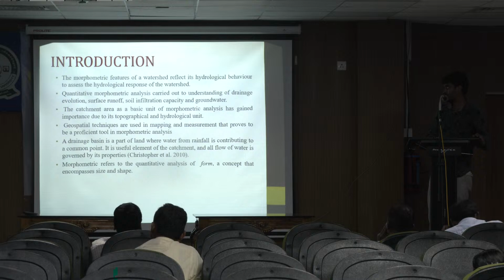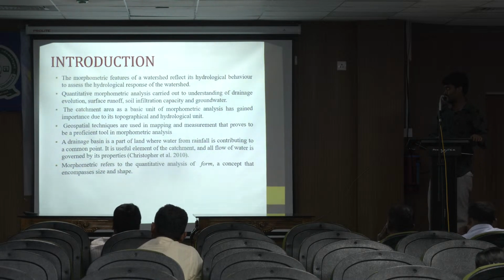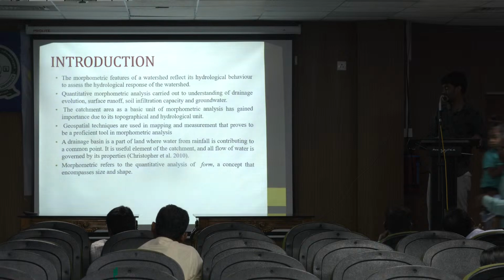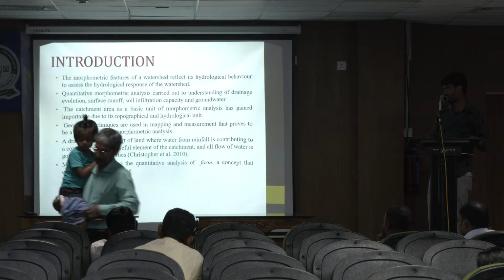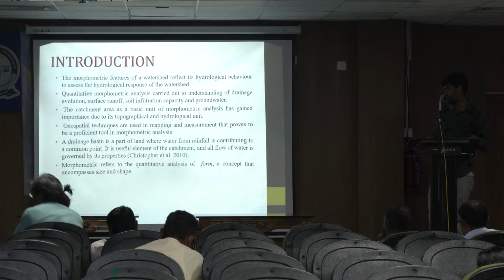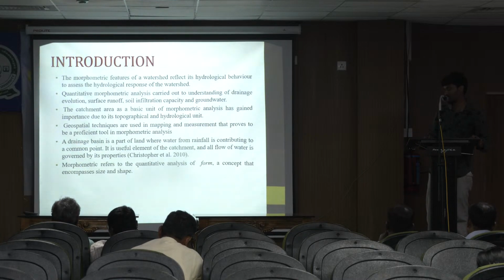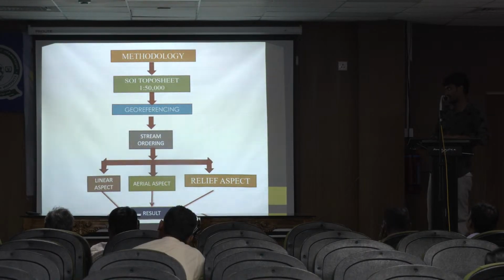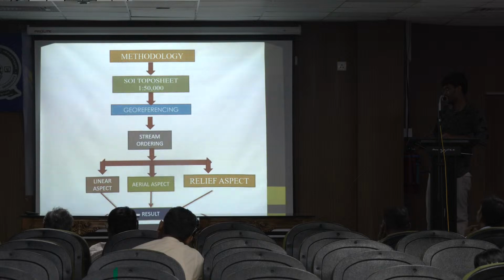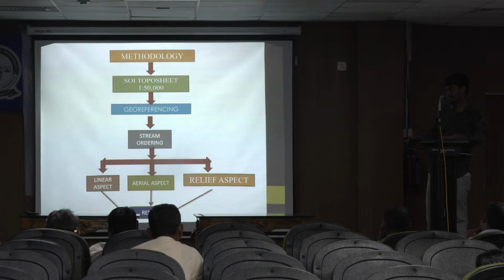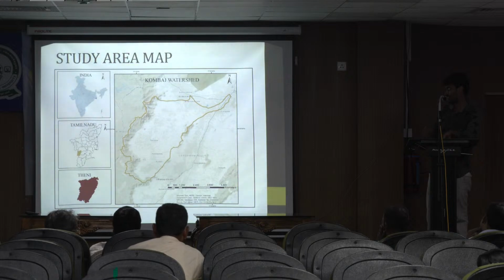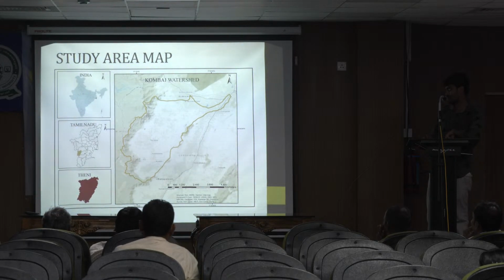Valley Basin. The morphometric features of a watershed reflect its hydrological behavior, to assess the hydrological response of the watershed. Morphometry refers to quantitative analysis of form, a concept that encompasses linear aspect, area aspect, and relief aspect. This has been done, and finally the result has been analyzed. This is my study area map.